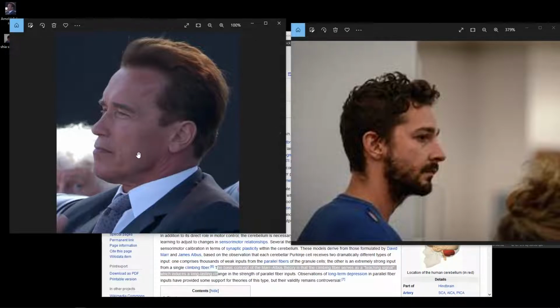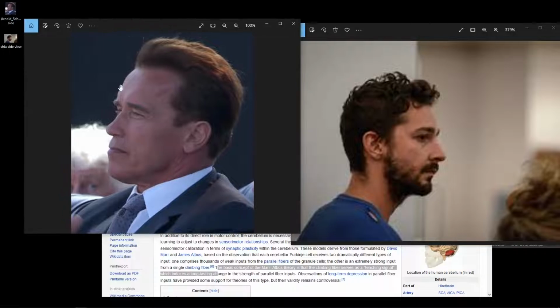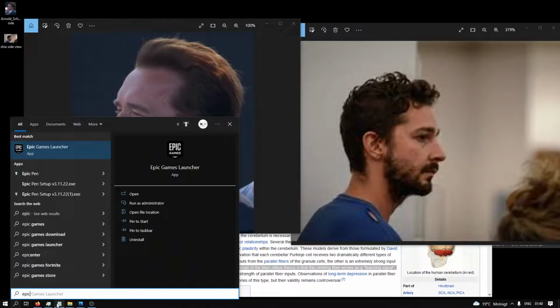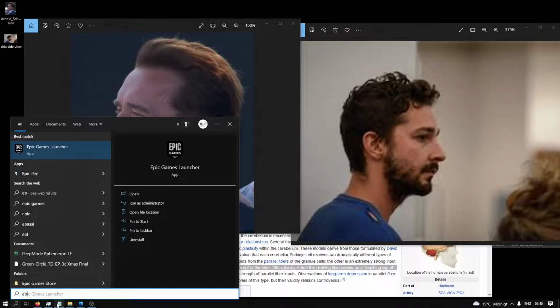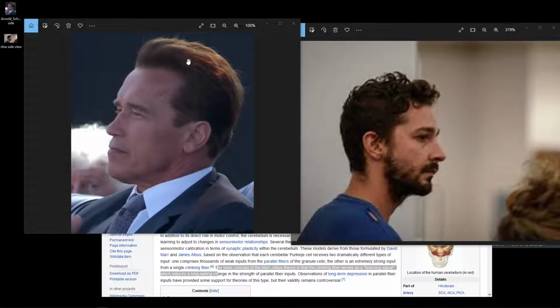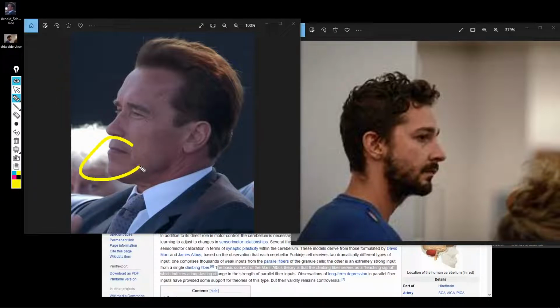But what's often overlooked, beside the overall strength, is the structure itself that we're looking at. And we will use the Epic Pen to highlight the regions we're looking at. So look here and look here.